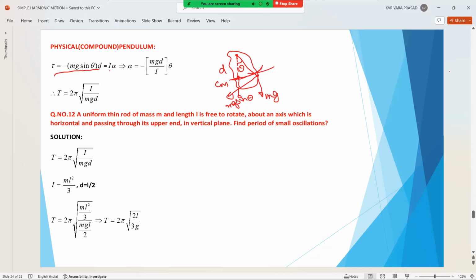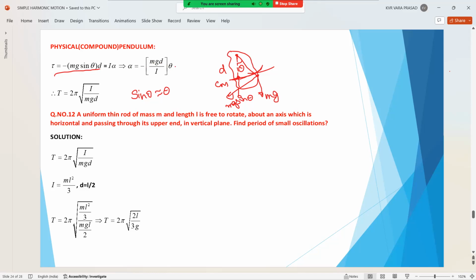Here we are taking this theta as very small. So since theta is very small, sine theta is approximately equal to theta. Writing that value here, alpha equals minus mgd by I into theta.